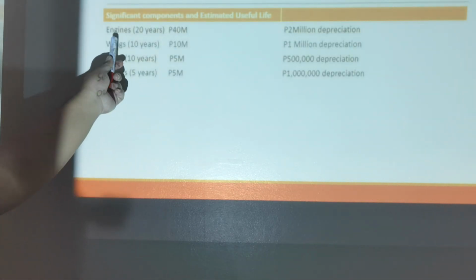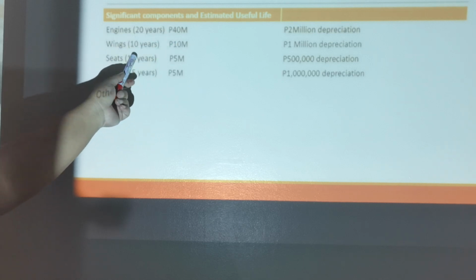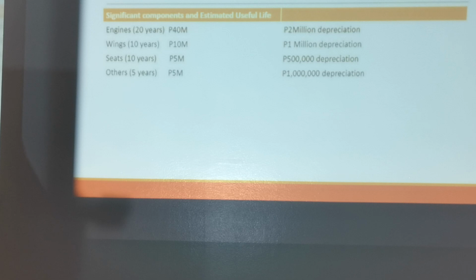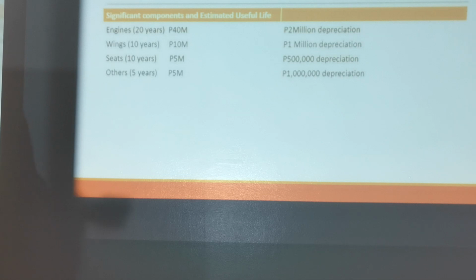So assuming the engine has a 20-year life and the cost is 40 million, the wings have a 10-year life and the cost is 10 million. The seats have a 10-year estimated useful life, and the cost is 5 million. And the others, meaning all the other parts of the aircraft, that's 5 million pesos that can be used for another 5 years. So therefore, we are going to depreciate each significant component of the aircraft.